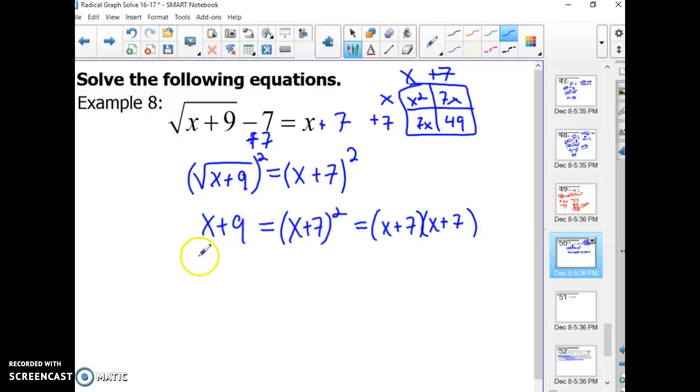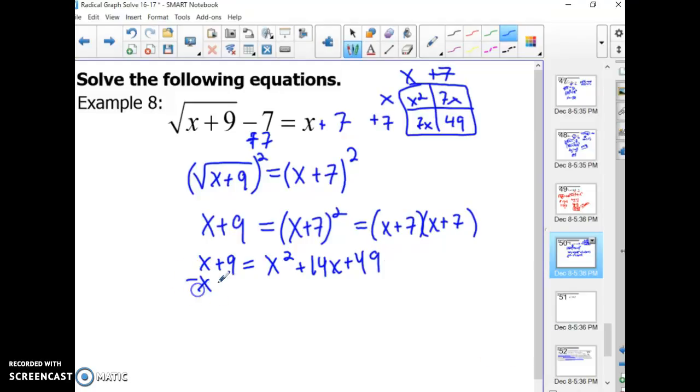So here we go. I get x plus 9, and when I multiply those together, which I've shown up in the box, I get x squared plus 14x, add 49. Okay, you guys, this ends up being a quadratic, so I just have to go through and use all my zero solving skills that we developed through polynomials.